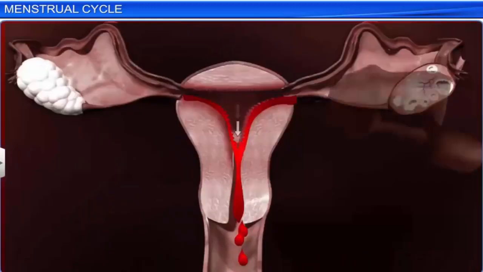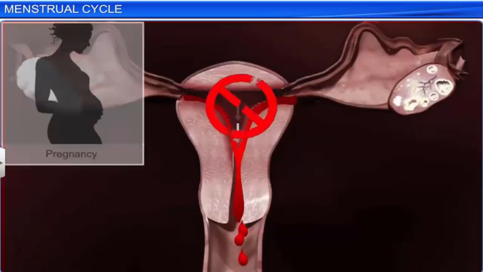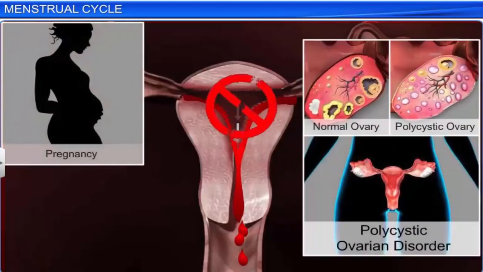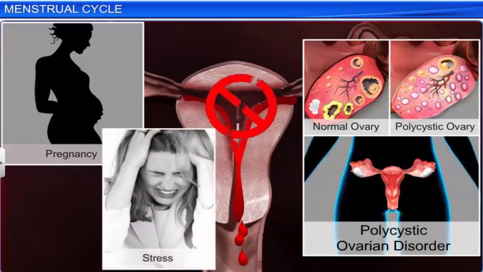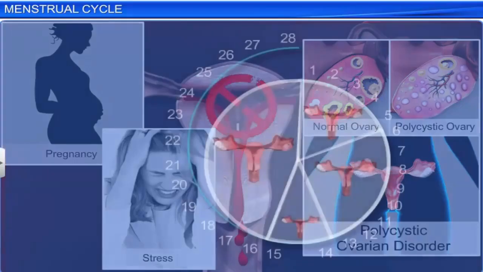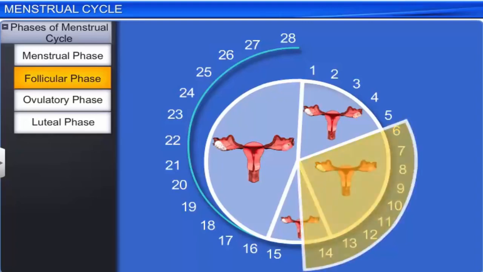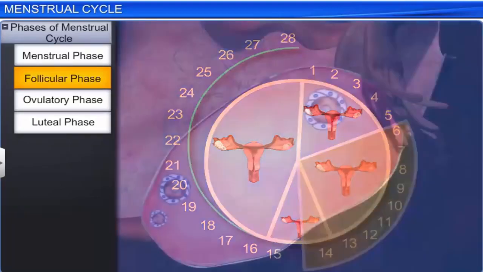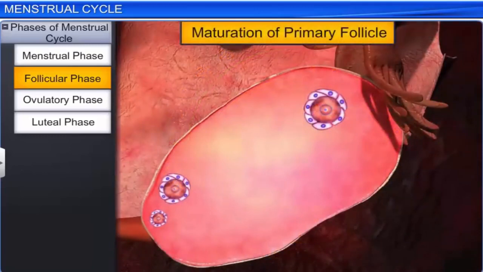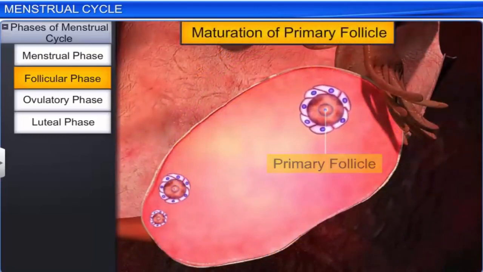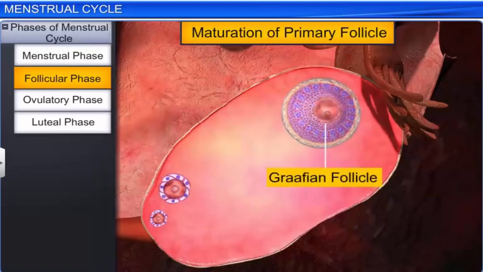Interestingly, the absence of menstruation indicates pregnancy or ovarian disorders such as polycystic ovarian disorder, or even factors such as stress and ill health. The menstrual phase is followed by the follicular phase, which occurs between days 6 and 14 of the menstrual cycle. During this phase, the primary follicle in the ovary matures into a Graafian follicle.